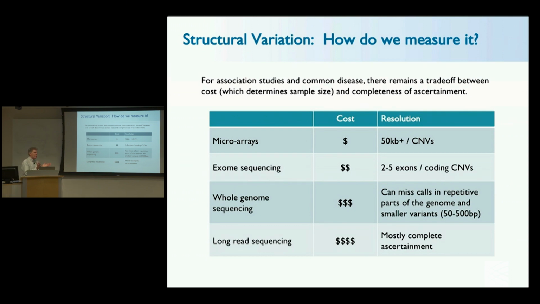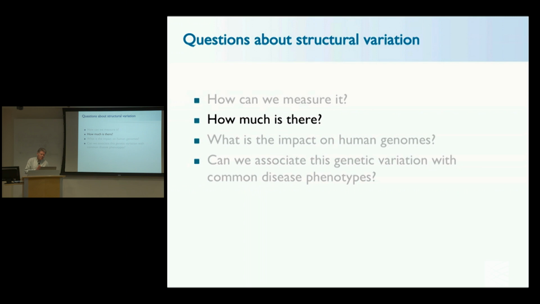And short read sequencing has difficulty calling small variants, especially in this 50 to 500 base pair range, because there's just not enough sequence data to get those smaller variants. Longer variants are actually easier to call because you have more data and more information about them. And then there's long read sequencing, which is still relatively expensive, but you get much more complete ascertainment. So that's the ways we look at measuring structural variation today.